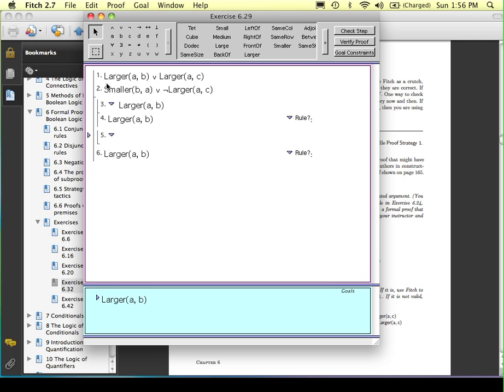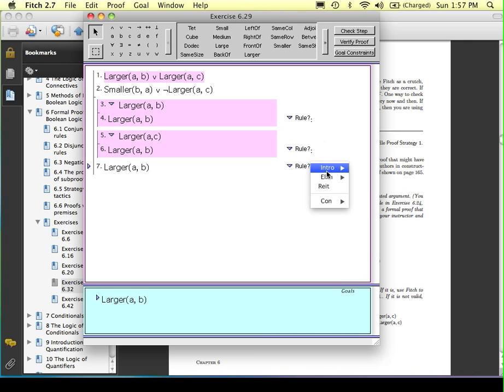And that subproof. Start a second subproof. This time it'll be larger AC. And I'm trying to get larger AB. If I've done that, I can justify this using these two subproofs, breaking apart that disjunction using the OR elimination rule. This, straightforward. It's just a reiteration. I'm just repeating that step.